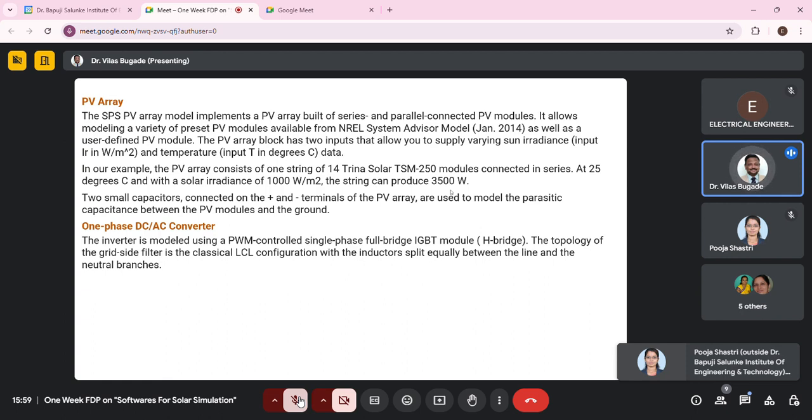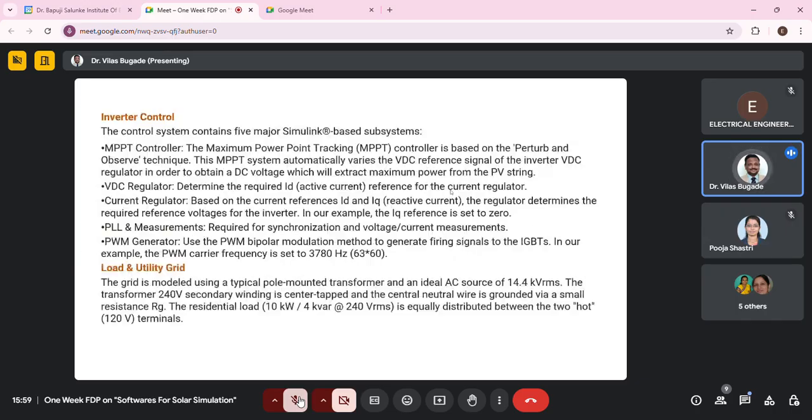There is a single-phase DC to AC converter, which we call an inverter. It is a PWM-controlled single-phase full-bridge IGBT module, whose topology and grid filter is classified based on the filter configuration, placed equally between the line and the neutral branches.